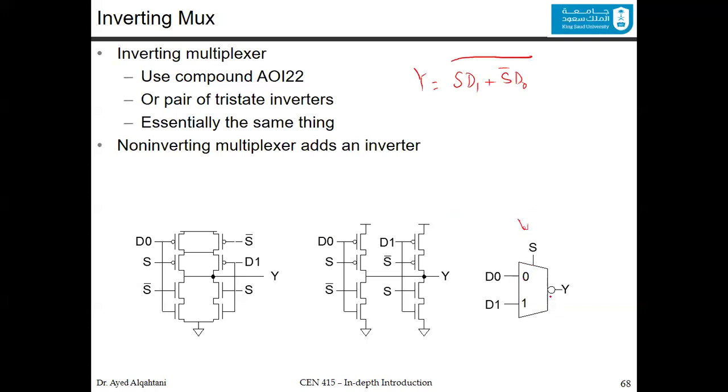This is just the multiplexer, but the output is now active low. You can also draw it this way. To see if this design is correct or not, you can analyze it the same way that we discussed before. Now we have the advantage of a restoring inverting mux. If you want the multiplexer without the inversion, you simply add an inverter at the end, and you get the value.